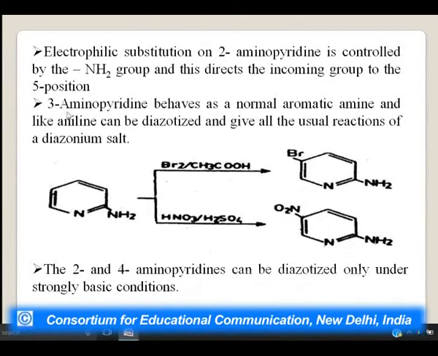Here you can see the 3-aminopyridine behaves as a normal aromatic amine and like aniline can be diazotized at 0 degrees Celsius and give all the usual reactions of diazonium salts, that is elimination reaction or substitution reaction. Here you can see when it reacts with bromine and acetic acid, a bromide group is substituted over here, and when it reacts with nitrating mixture, that is HNO3 and H2SO4, a nitro group is introduced over here by electrophilic substitution reaction. The 2- and 4-aminopyridines can be diazotized only under strongly basic conditions.